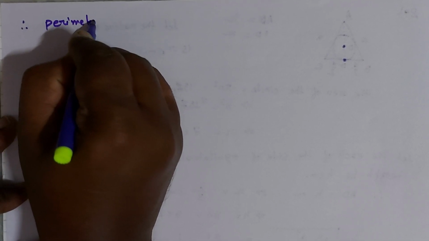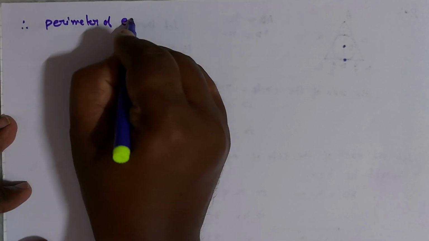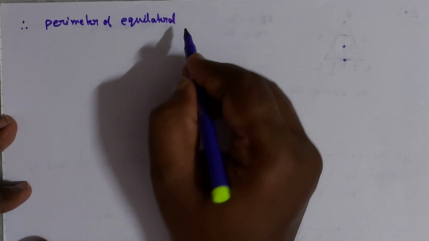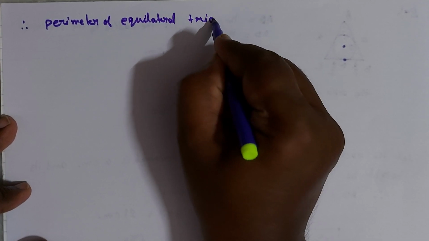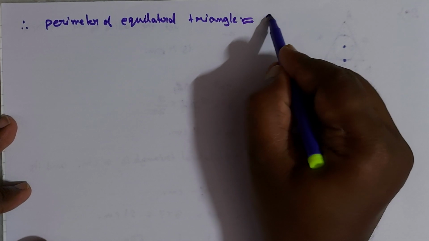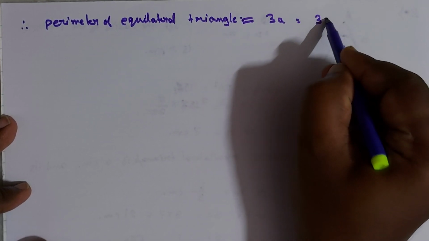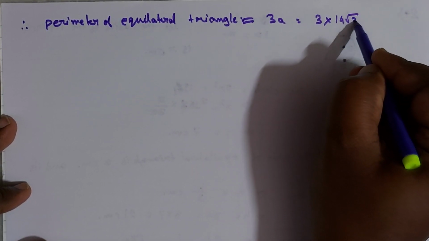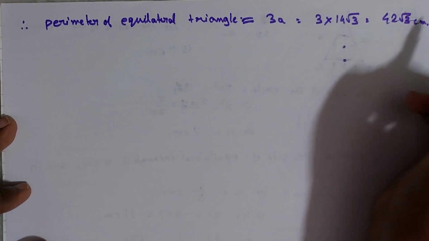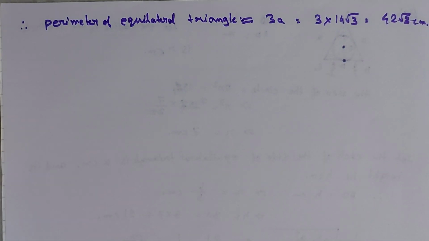Now we need to determine the perimeter of the triangle. So therefore the perimeter of the equilateral triangle is equal to 3a, which equals 3 into 14 root 3, 42 root 3 centimeter. Okay.